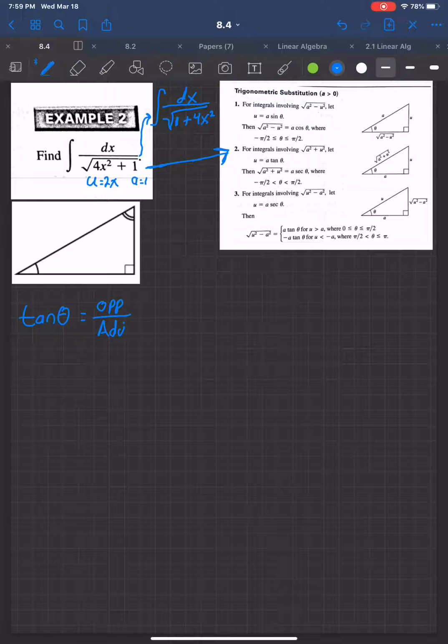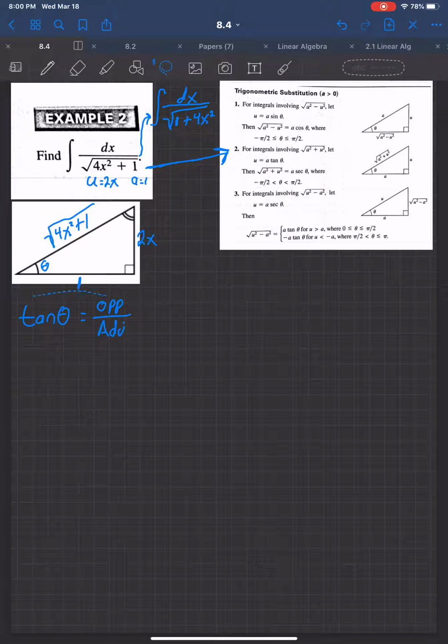Okay. So let's go ahead and plug in everything that we want into the triangle. So again, this is our theta, and the side opposite to our theta should be our 2x. Our side adjacent to our theta should be our 1. And that tells me that this missing side, the hypotenuse, is the square root of 4x squared plus 1.